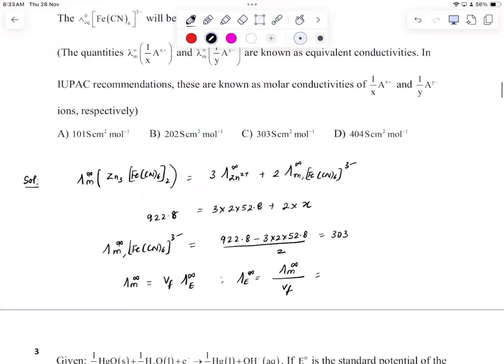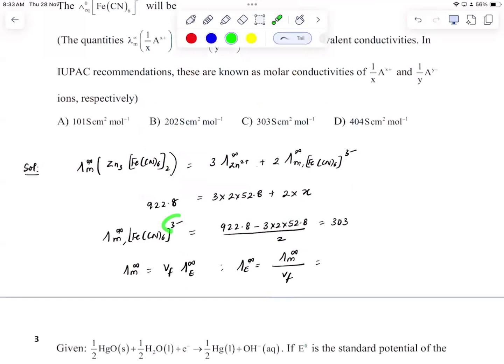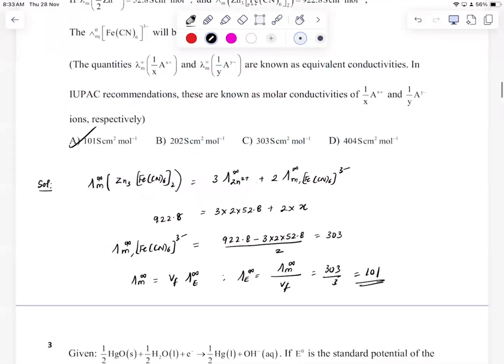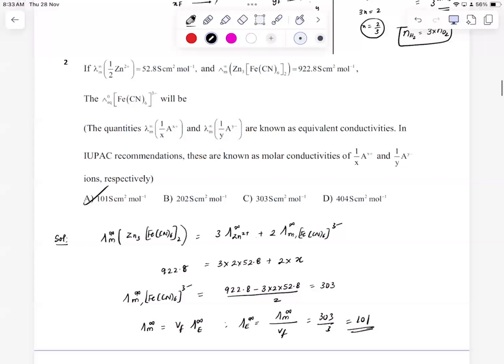Which means the valency factor is the charge that it carries. So, that divided by 3. So 303 divided by 3, which is 101. So that should be the answer. So I hope all of you got this. Don't make any mistakes in terms of writing exactly lambda m and lambda e.